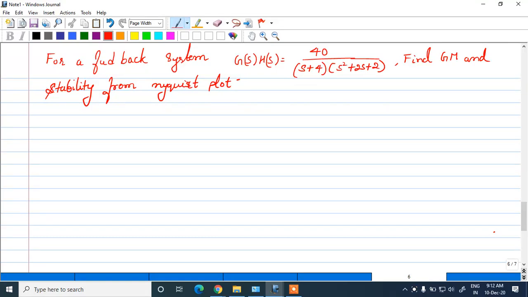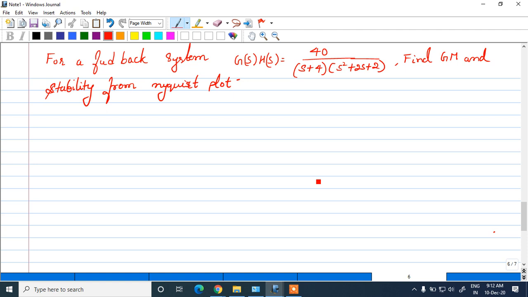Hello students, today I will take up one more problem on Nyquist plot. It states: for a feedback system, G(s)H(s) is equal to 40 by (s plus 4) multiplied by (s square plus 2s plus 2). Find gain margin and stability from the Nyquist plot.